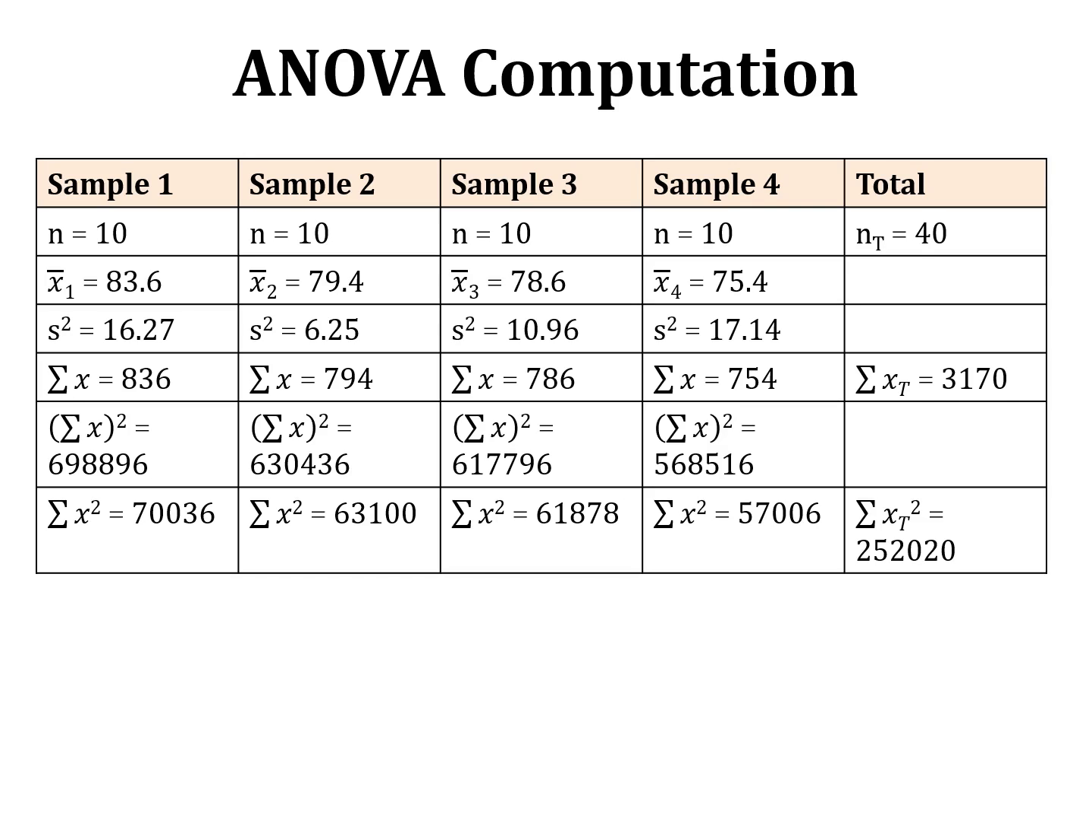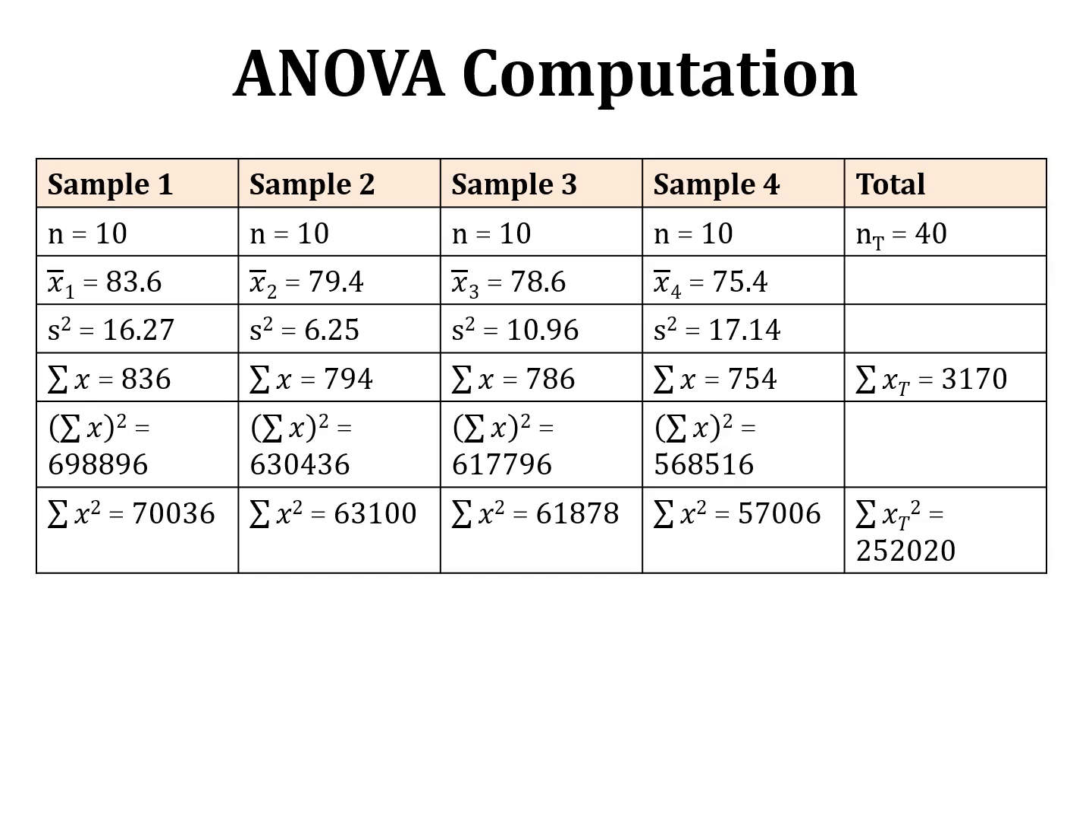Then we have the summation x values that we calculated from the previous table. This is 836 for sample number 1, 794 for sample number 2, 786 for sample number 3, and 754 for sample number 4. And the total is 3,170. And then we have the summation x whole square.